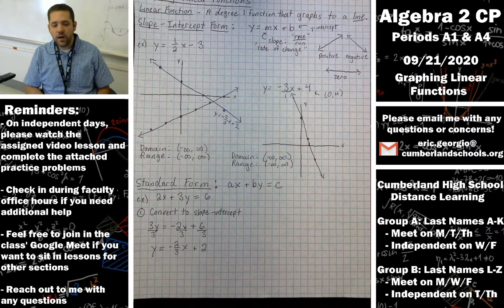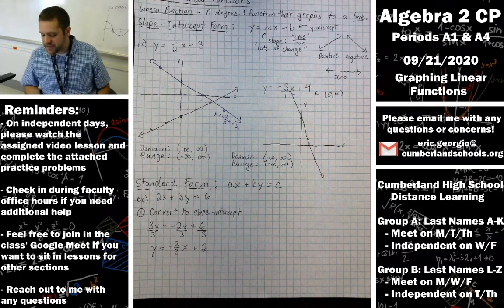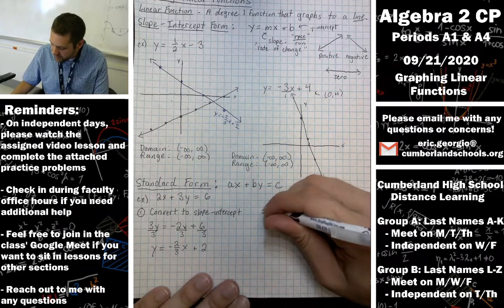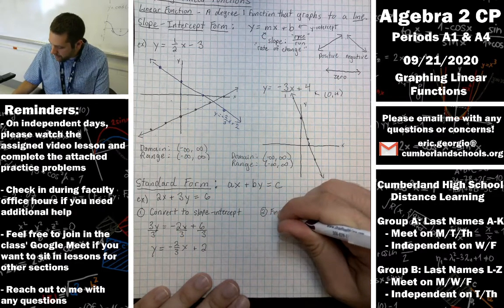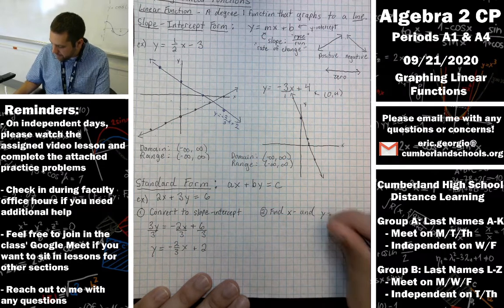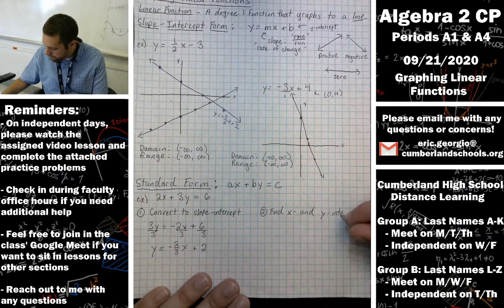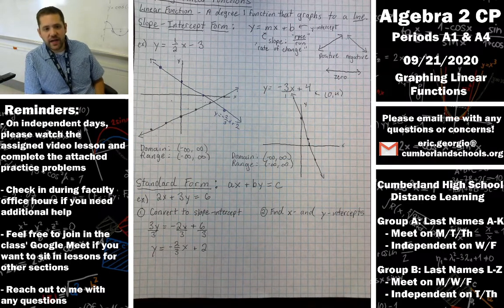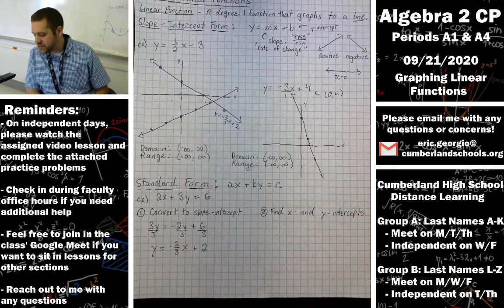All right. Another way that you could go about it, and I think this is especially useful for standard form, is to find your x and y intercepts. In other words, if you find the point at which the line intersects the x-axis and the point at which the line intersects the y-axis, you can connect those two together and that will create your line.